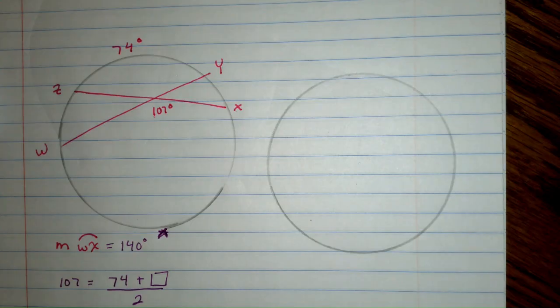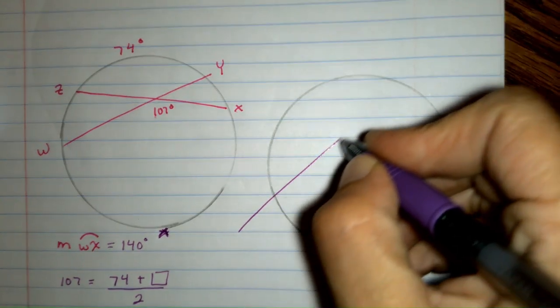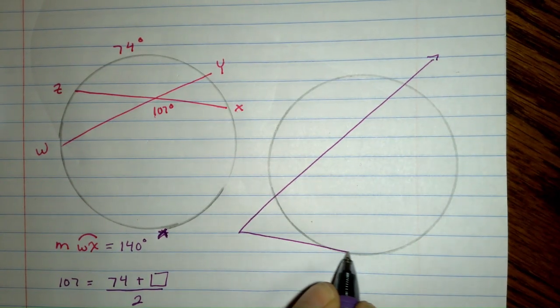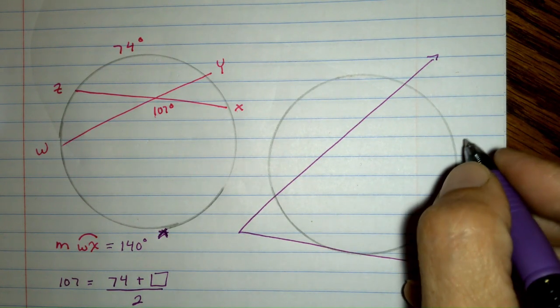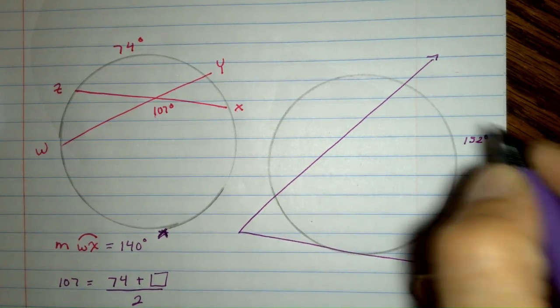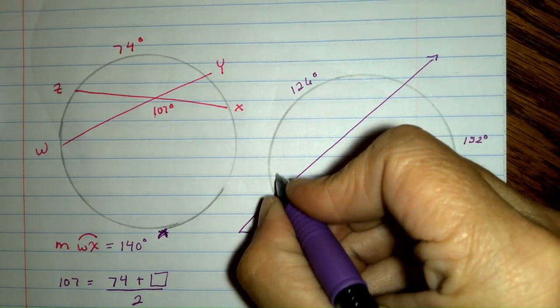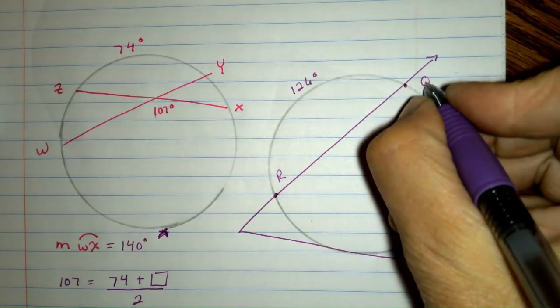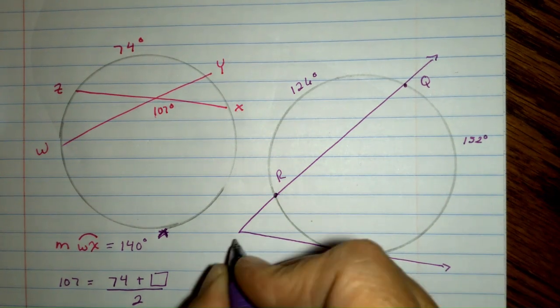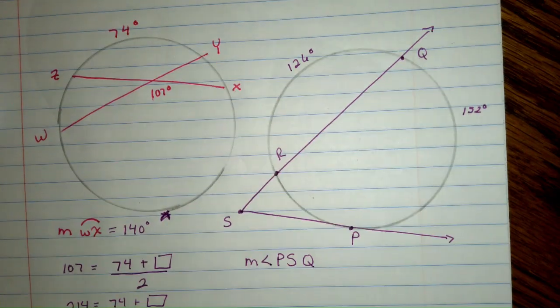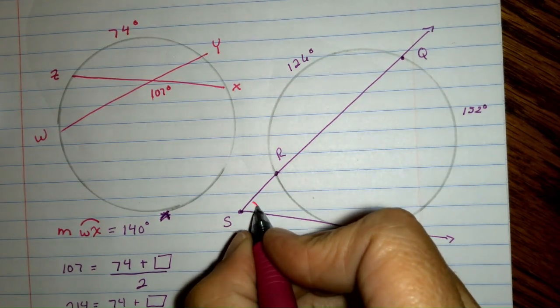Okay, so here we're gonna pop this in and pop that in. We have 152 degrees here. We have 126 degrees here. We're going to call this R, Q, P, S. Now I find the measure of angle PSQ. So that means I want to find the measure of this angle.